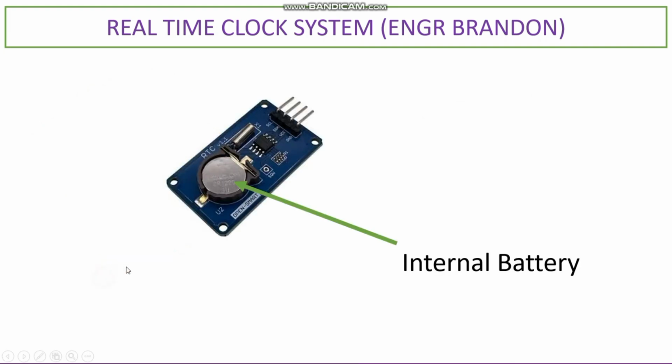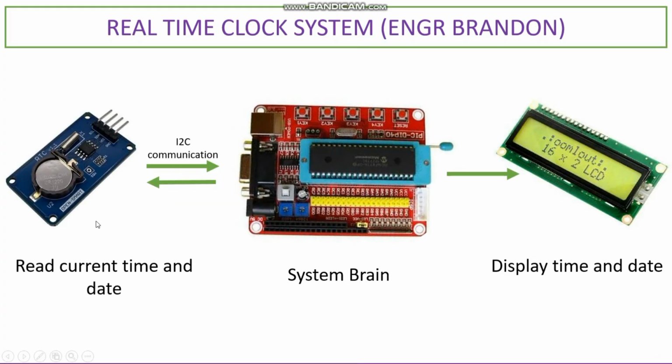Unlike software timers that stop when power is removed, the DS1307 contains a backup battery input that allows it to continue running independently. In this project, our system will read the current time from the DS1307 through I2C communication and display it on a 16x2 LCD. The displayed time will continuously update in real time. Before we begin, let's take a quick look at the major components used in this design.